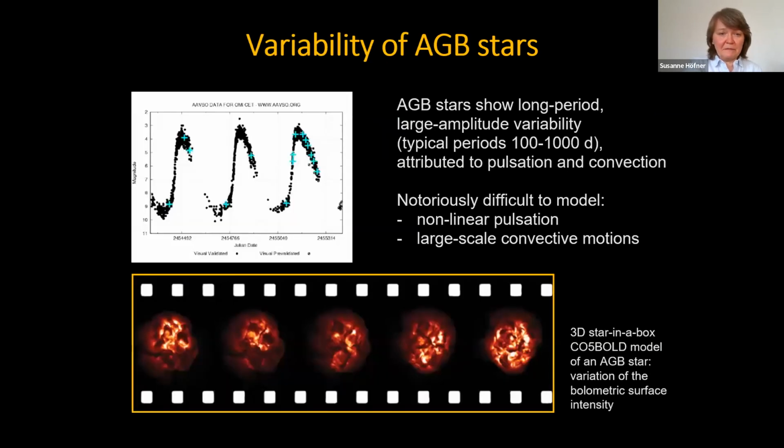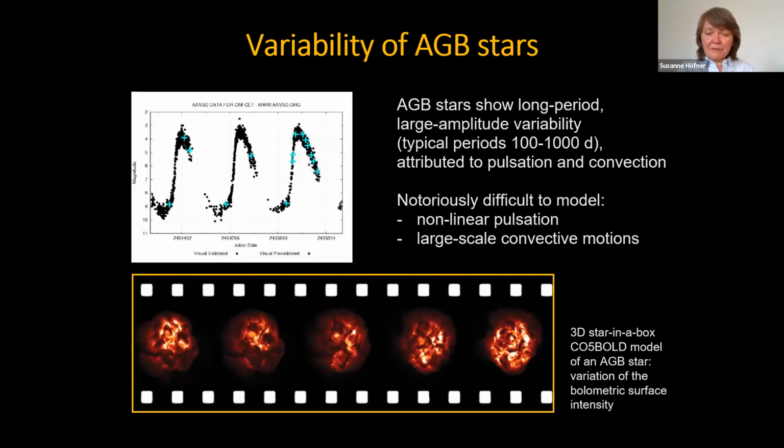So again, starting from the inside out, these processes begin with pulsation and convection inside the star. Typical periods here are 100 to 1,000 days. These are large objects with large timescales, and the pulsations are notoriously difficult to model. This is because they are large amplitude, non-linear, non-adiabatic, so the usual linear models don't work in this case.